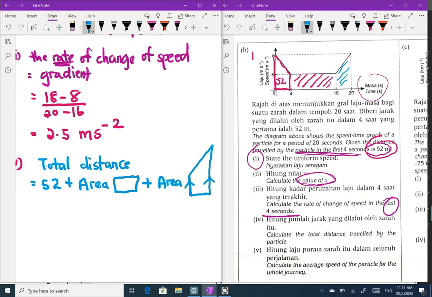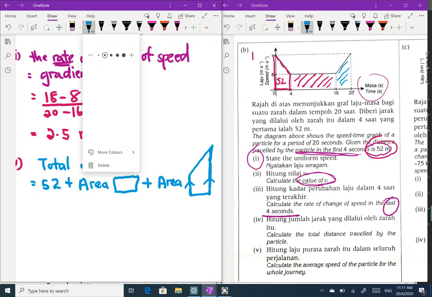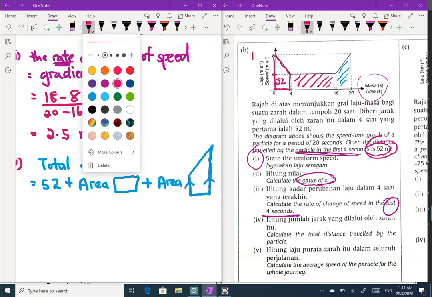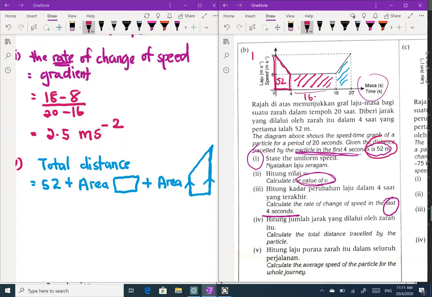This is the parallel line. Okay, now I go to determine, what is the length for this one? So it's 16 minus 4 equal to 12. 16减4等于12. The height for this one is 8.